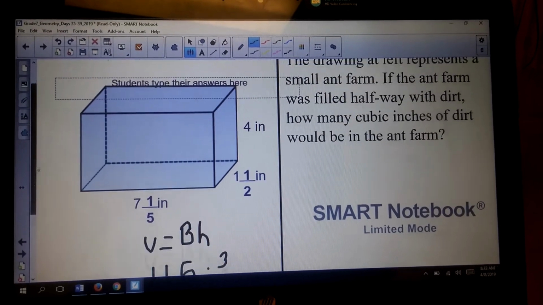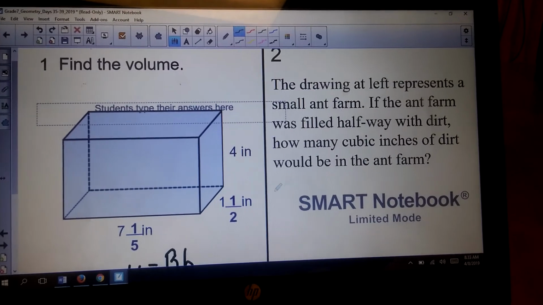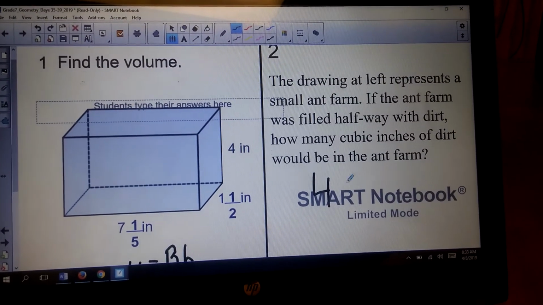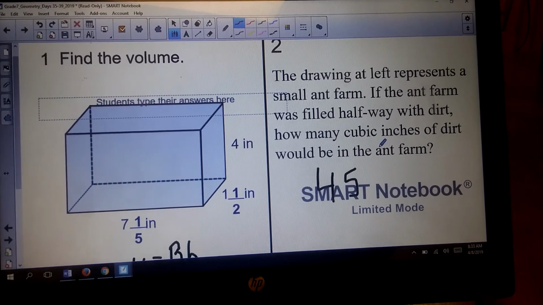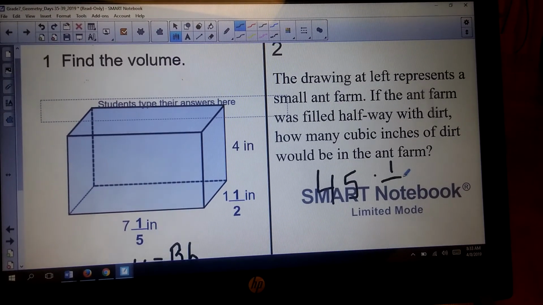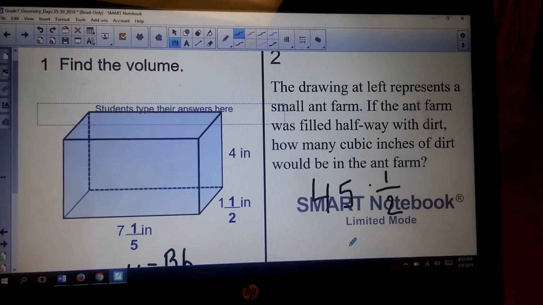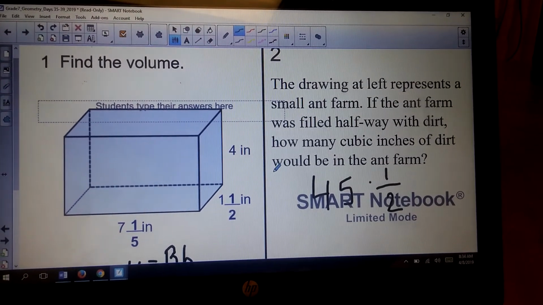Now the follow-up question says, if the ant farm was filled halfway with dirt, how many cubic inches of dirt would be in the farm? Well, we know it can hold 45 altogether, and 45 times 1/2, you would just punch this in your calculator, and it would tell you that it would hold 22.5 cubic inches.